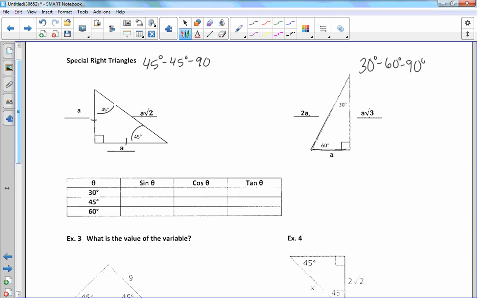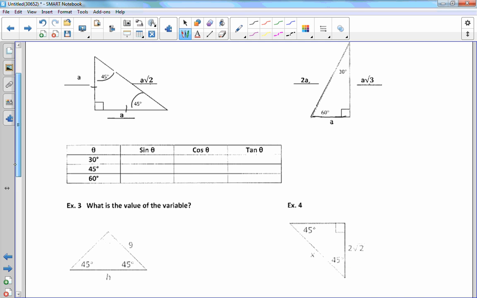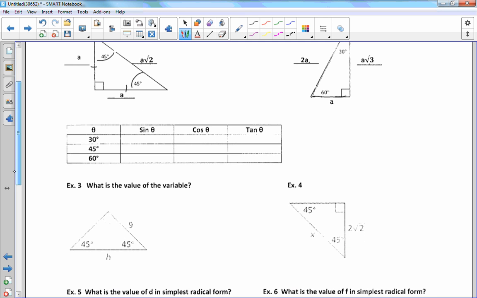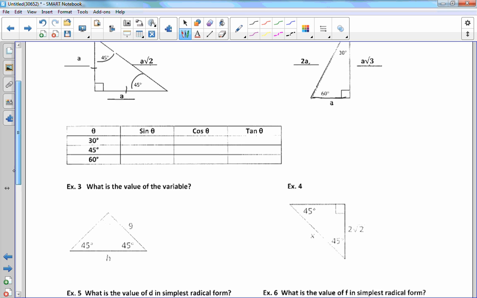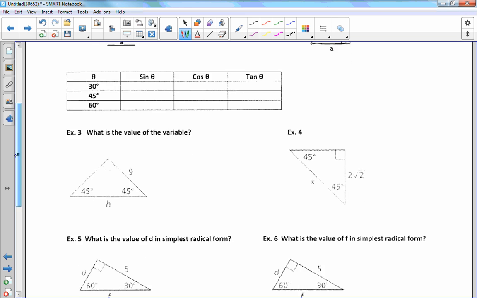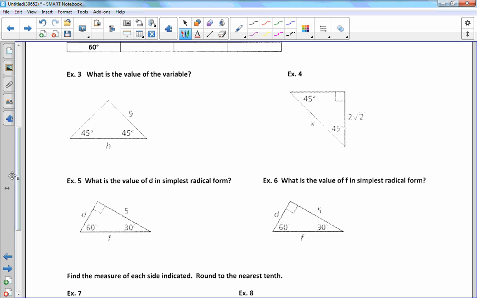Anyway, I think we're going to skip this part, because it's really next year that you need to work with that. So let's just keep practicing with our right triangles.